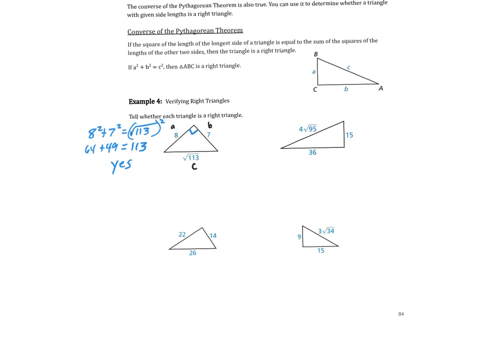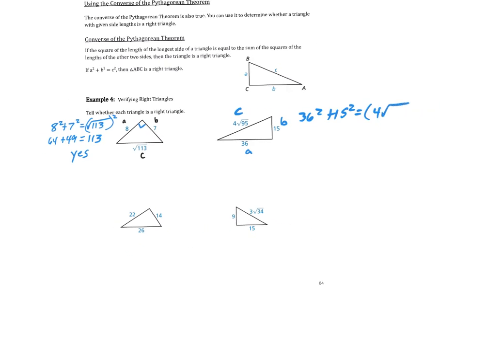Okay, now this one's a little bit harder. It's not necessarily harder to identify which piece is which. 36 and 15 are my A and B, and remember those are interchangeable. It doesn't matter which one's which. So we're going to go 36 squared plus 15 squared equals 4 radical 95 squared. Okay, now this is a little bit trickier, and you can use your calculator on this, but to understand what's going on here, first of all, what is 36 squared? 1,296. Okay, 15 squared, 225. Those are pretty straightforward, okay?